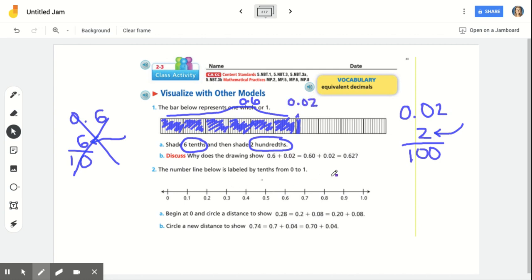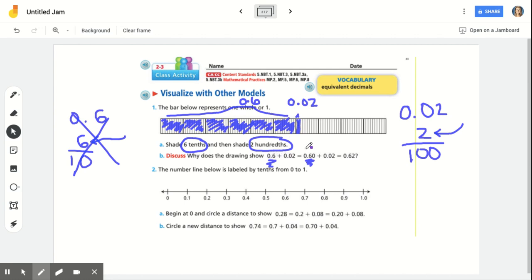And then for part B, we're going to put it all together. Why does the drawing show 6/10 plus 2/100 is equal to 60/100 plus 2/100? So what changed here? How are these two numbers related? Well, it depends on the way you look at it. When we were shading in, we were looking at this as 1/10, this as 1/10, this is 1/10, this is 1/10, this is 1/10, and this is 1/10 to reach 6/10.